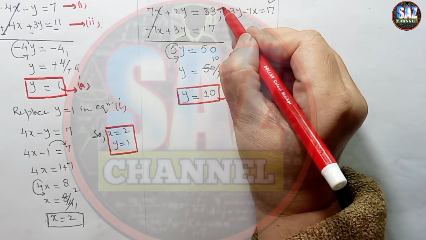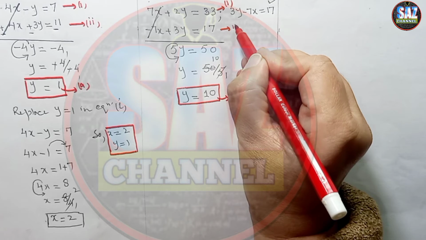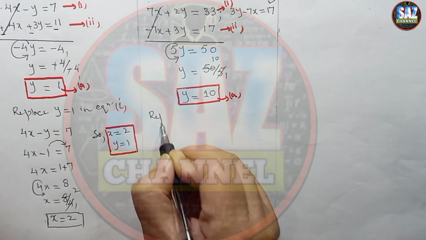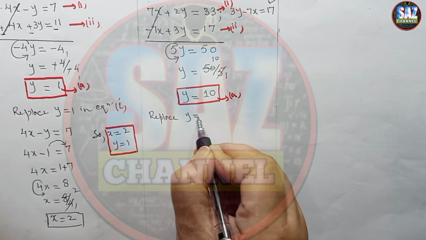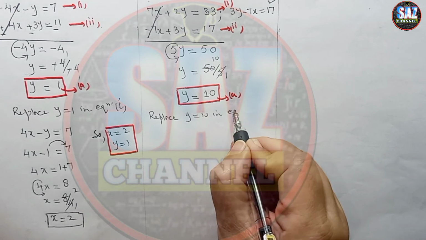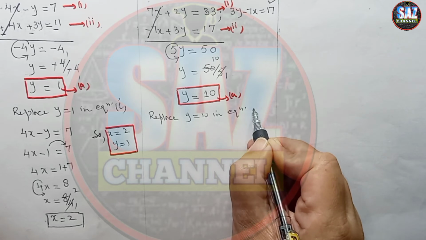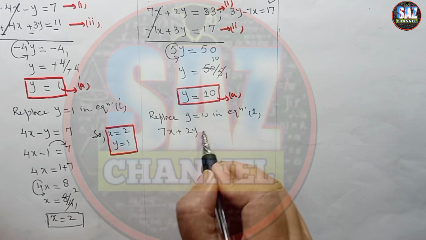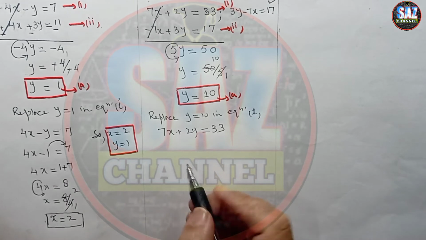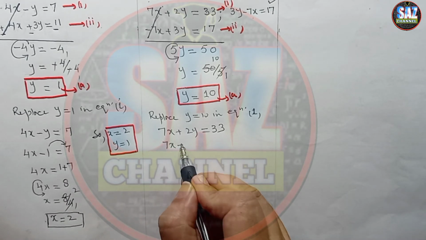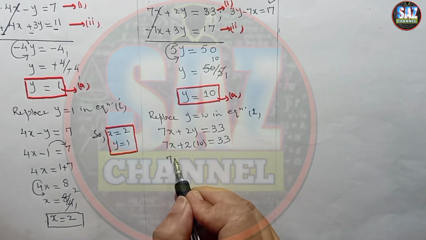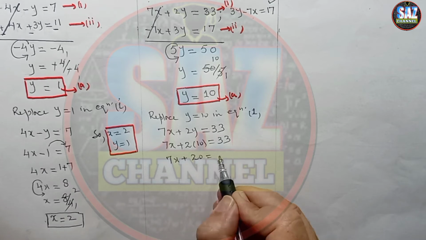Suppose this is equation 1 and this is equation 2. Okay, now replace y equals 10 in equation 1 in order to get the value of the other variable, that is x. So the equation will take the form 7x plus 2y equals 33, or 7x plus 2 into 10 equals 33. 7x plus 20 equals 33.